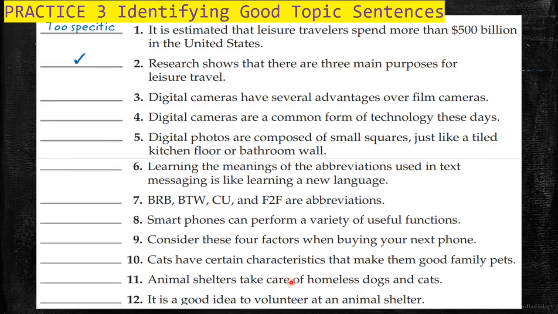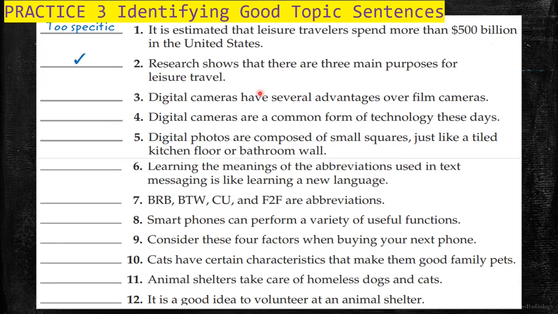Well, it is a little bit subjective, but you get the idea of it. If it was good, we're going to use a check mark. If it's too specific, we write too specific. If it's too general, we write too general. It is estimated that leisure time travelers spend more than 500 billion in the United States. It is too specific. It works more as a supporting sentence because it says statistics.